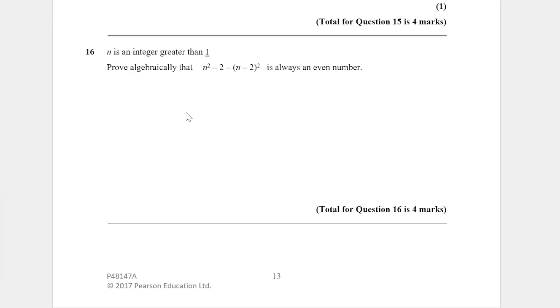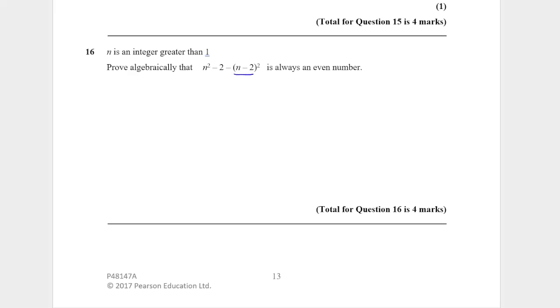Okay, question 16. n is an integer greater than 1. Prove algebraically that n squared minus 2 minus (n minus 2) all squared is always an even number. So we'll come back to the greater than 1. Well, it doesn't really matter. It just means that we're looking at positive numbers.